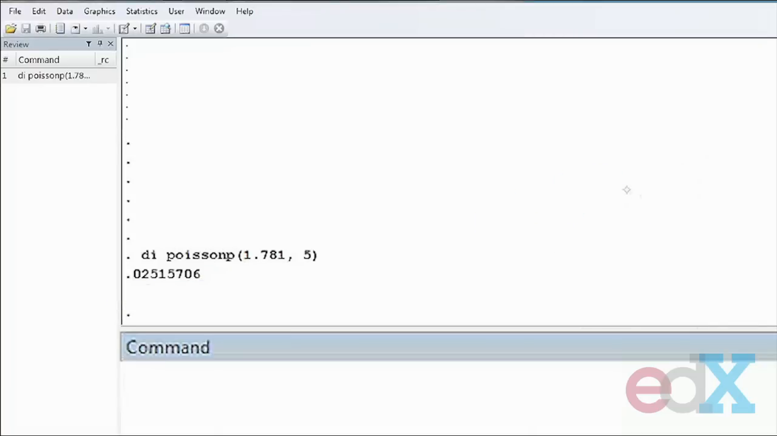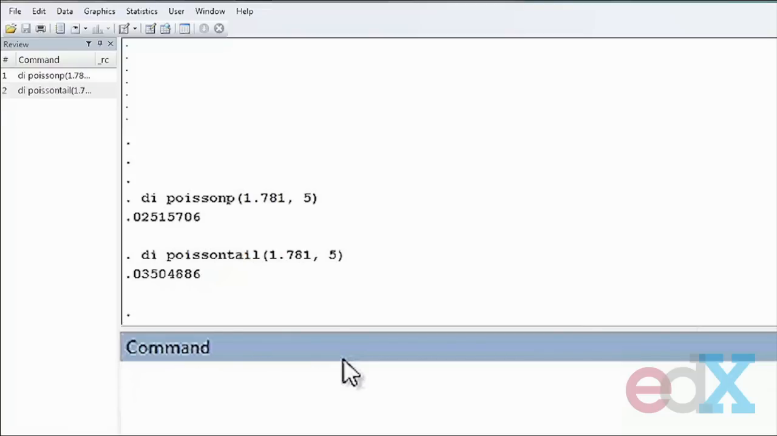Next, we're really more interested in the probability that we observe at least 5 women that have breast cancer in Census Tract 2, because this tells us how extreme that observation is. Is it probable that we would observe 5 or more cases or not? So to do that calculation, we can say display, and we're going to use the Poisson tail command. The mean is 1.781, and we're interested in at least 5 cases. And we find that the probability of observing 5 or more breast cancer cases is equal to about 0.035.